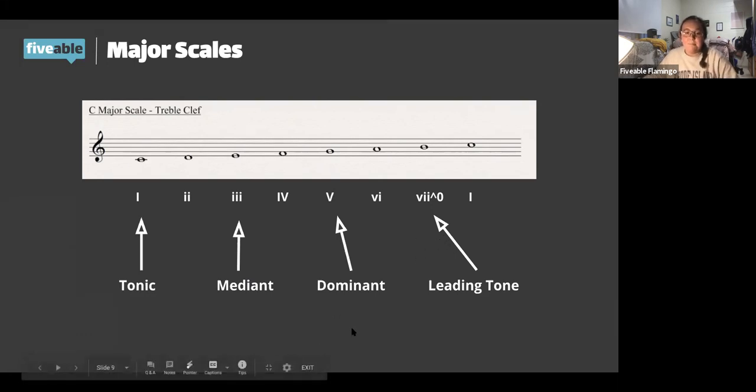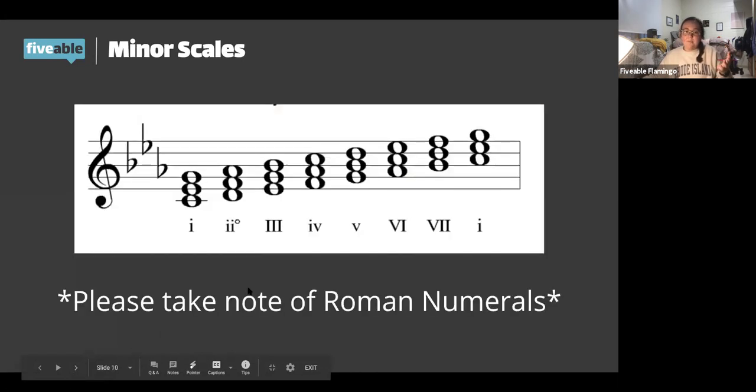But I believe my next slide is about minor scales, but you really need to know the Roman numerals because that's going to come in handy when we start analyzing and part writing. This slideshow is also in the hub. I believe it's the last one under slideshows, but this is a great slideshow to reference if you need to review a lot of the big topics.